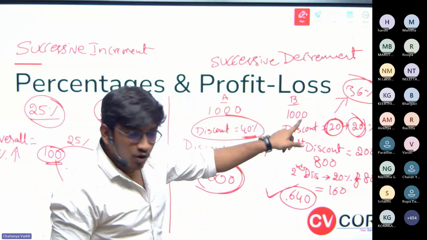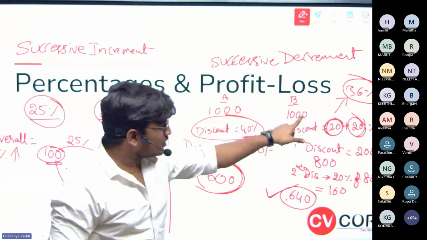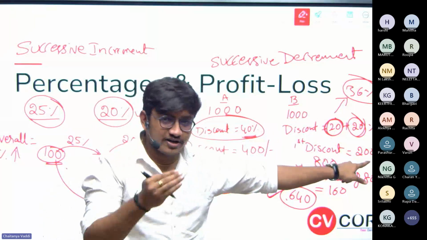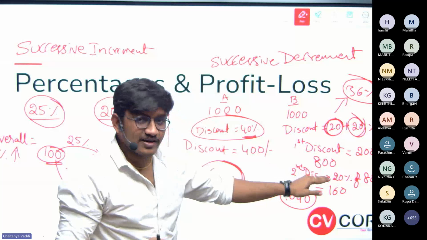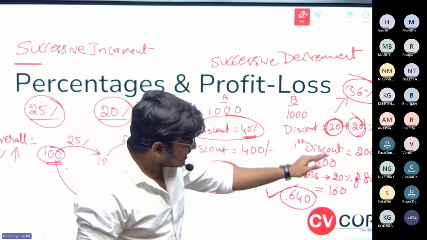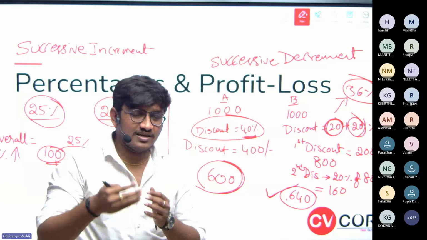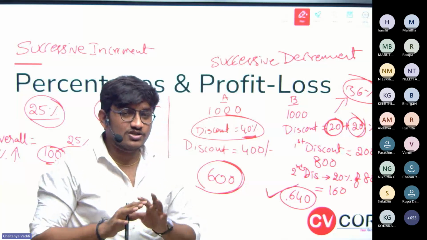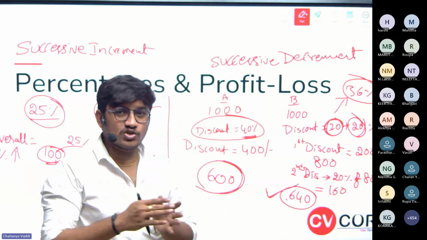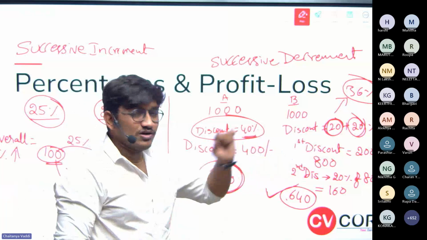The price of the watch is 1000 rupees. 20% of 1000 means 200 got reduced. Now the value is 800. Again from 800, the second time, it is decreased by 20%. Here, can I say that it is getting decreased successively? So that's what we call successive increment or successive decrement.